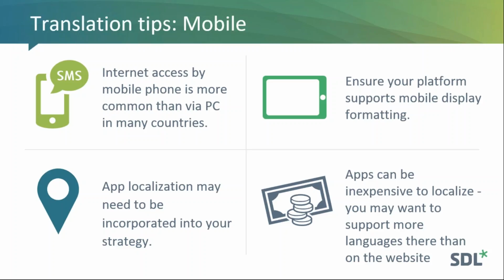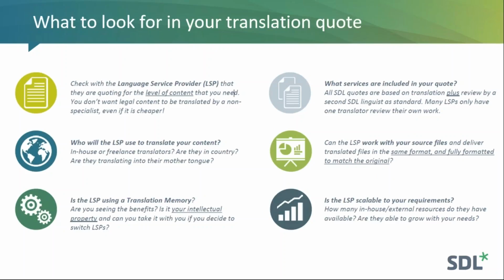Okay, moving on. I just want to leave you with a few final thoughts on what to look for when you do get a translation quote. So if you are looking for a translation, not all quotes are equal, and it's important that you're asking 5 or 6 specific questions. The first of those is make sure that you are getting the right type of translator for the content that you want translated. So for example, if you have legal content, you need to make sure that it's somebody who's specialized in legal who's translating that content for you. So very important that you match the type of content to the translator.